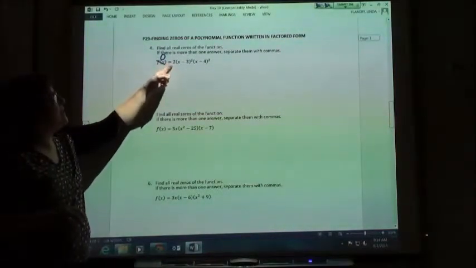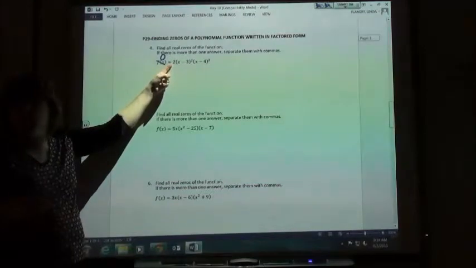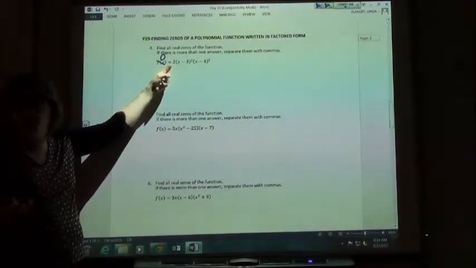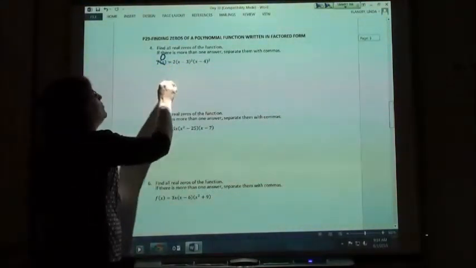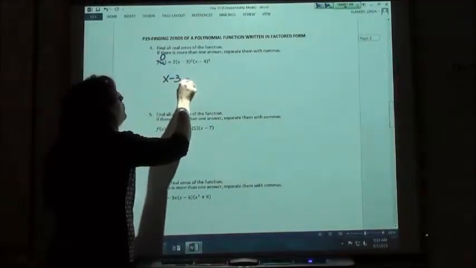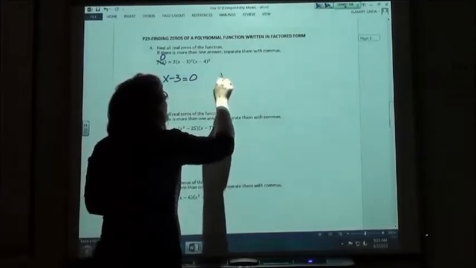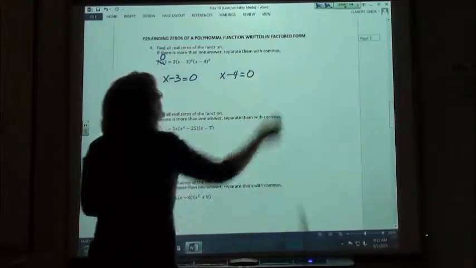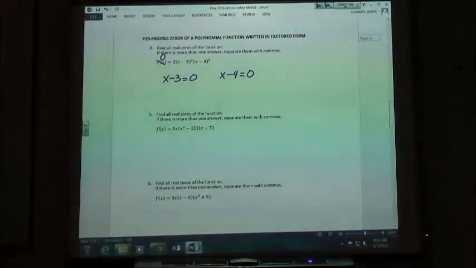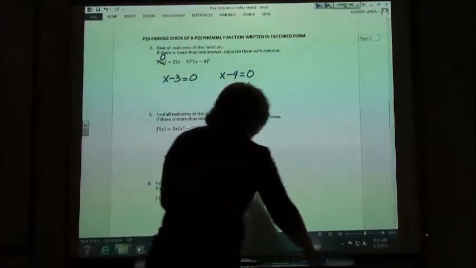Now in this case, you don't need to do the 2 because there's no x's with it. There's nothing to solve for. So I'm going to say either the x minus 3 would equal 0 or the x minus 4 would equal 0. And then I'm just going to solve those two things.